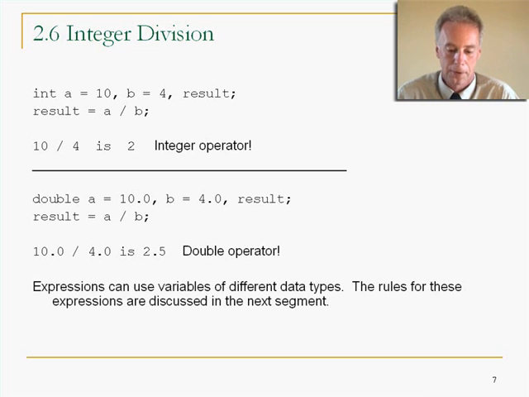So there's the other example at the bottom of this slide where we declare similar variables, except we use the data type double, and a divided by b this time is 2.5.